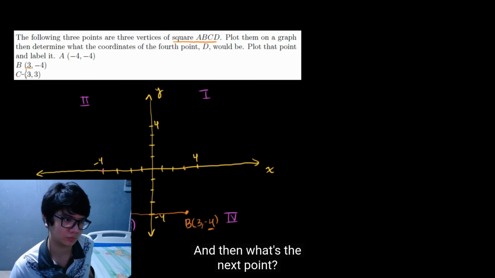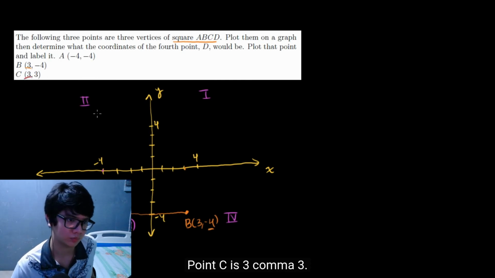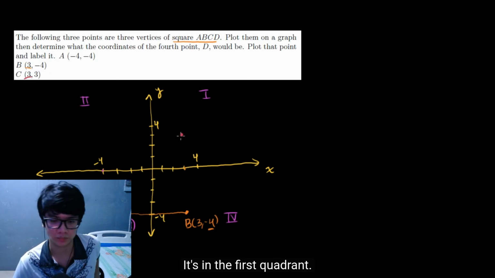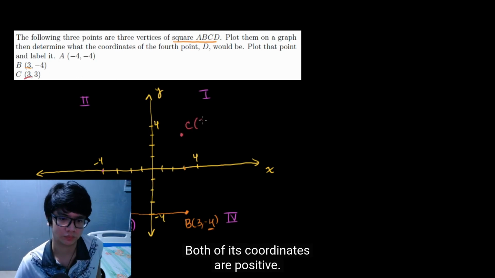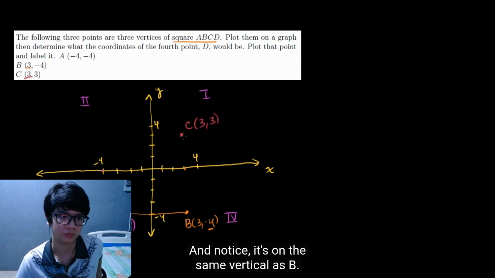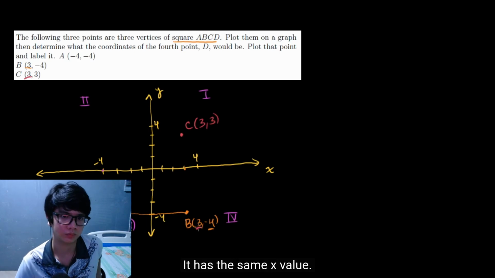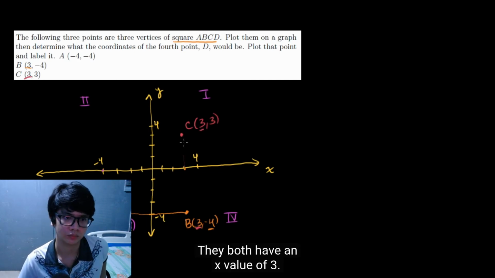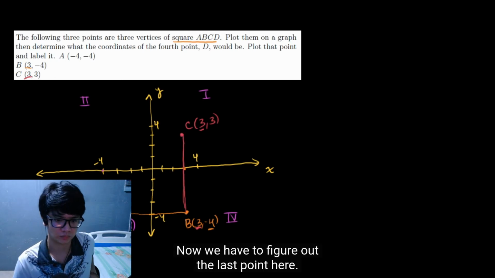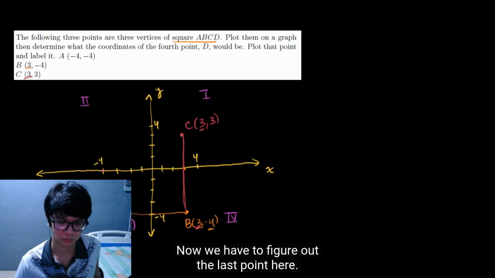And then what's the next point? Point C is 3, 3. So 3, 3. It's in the first quadrant. Both of its coordinates are positive. 3, 3. Both x and y are positive. And notice, it's on the same vertical as B. It has the same x value. They both have an x value of 3. So it's right above it. Right above it.